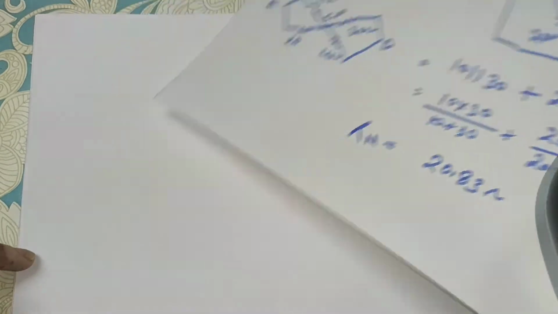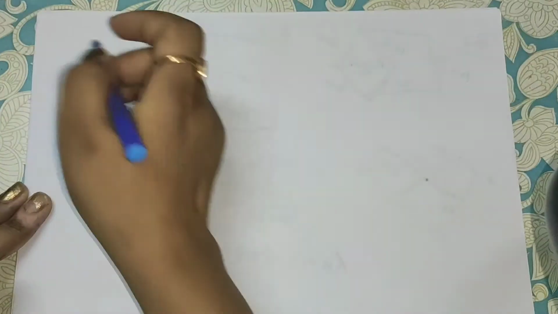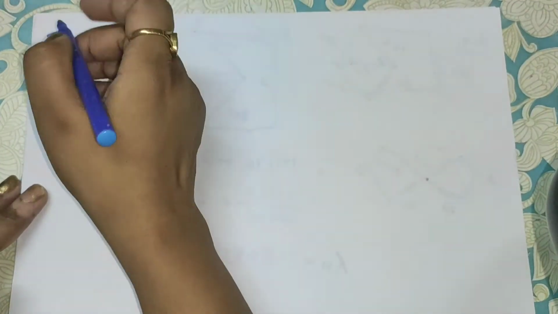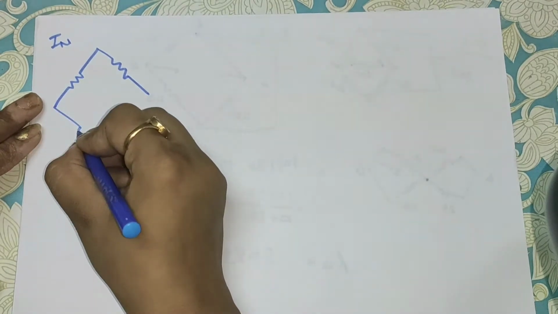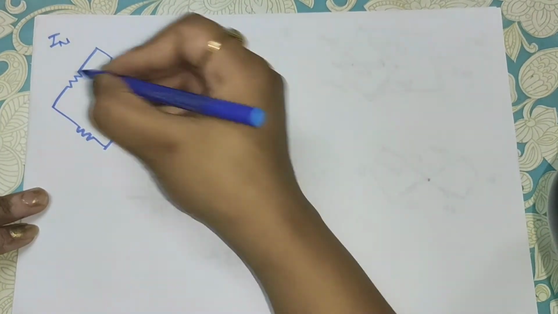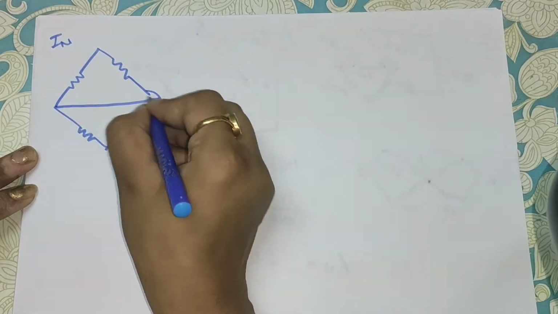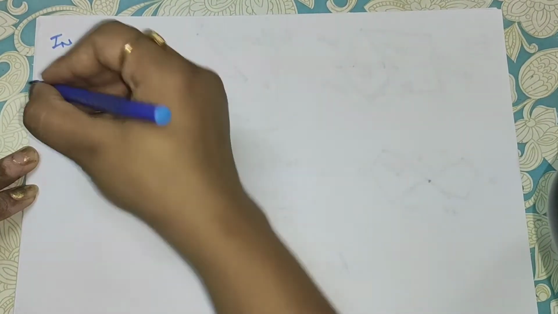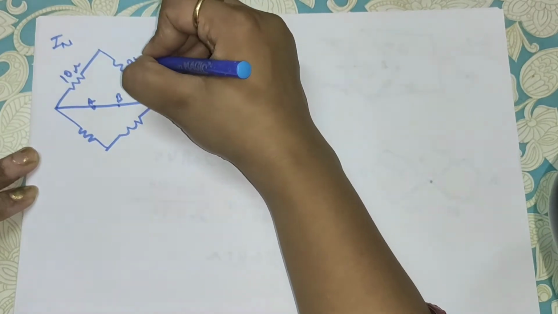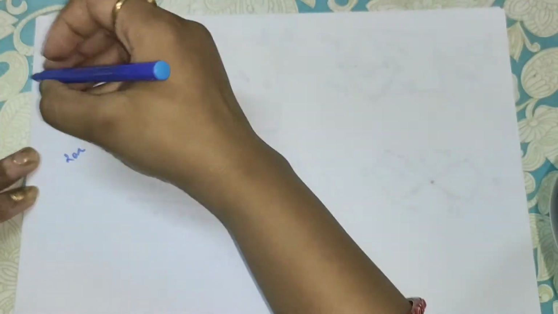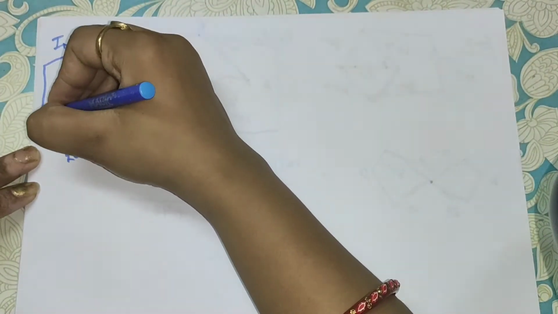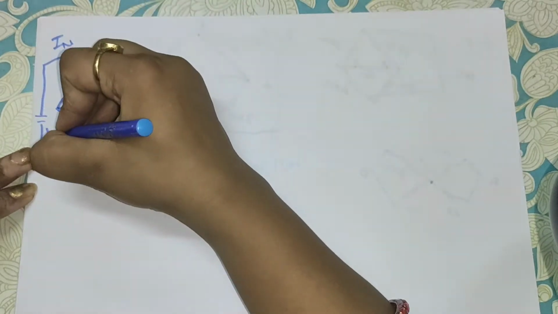Now, what you have to calculate? You have to calculate IN. For that, what you have to do, you have to short circuit the load resistance. So the circuit will be like this, and this will be short circuit, AB terminal short circuit. This is 10 ohm, 30 ohm, 20 ohm and 40 ohm. Then current flows like this, 10 volt.